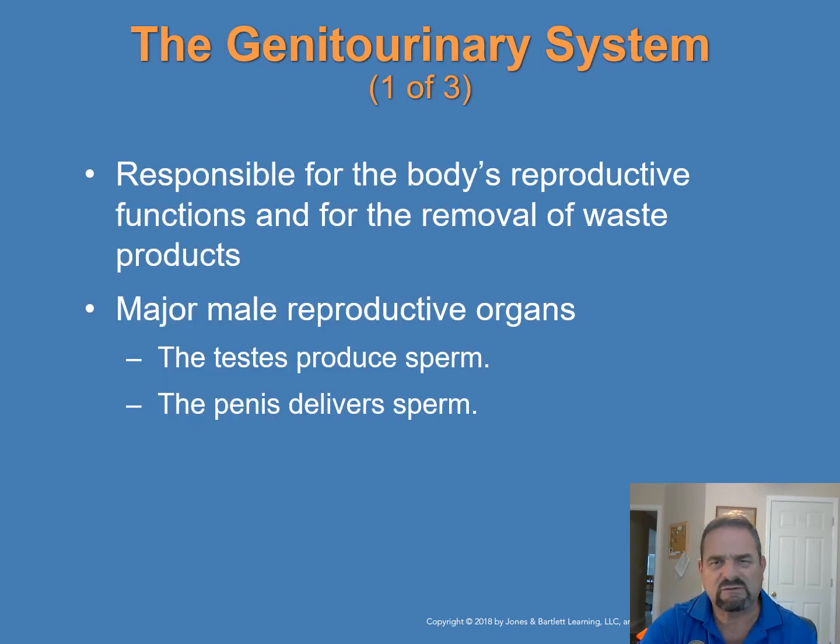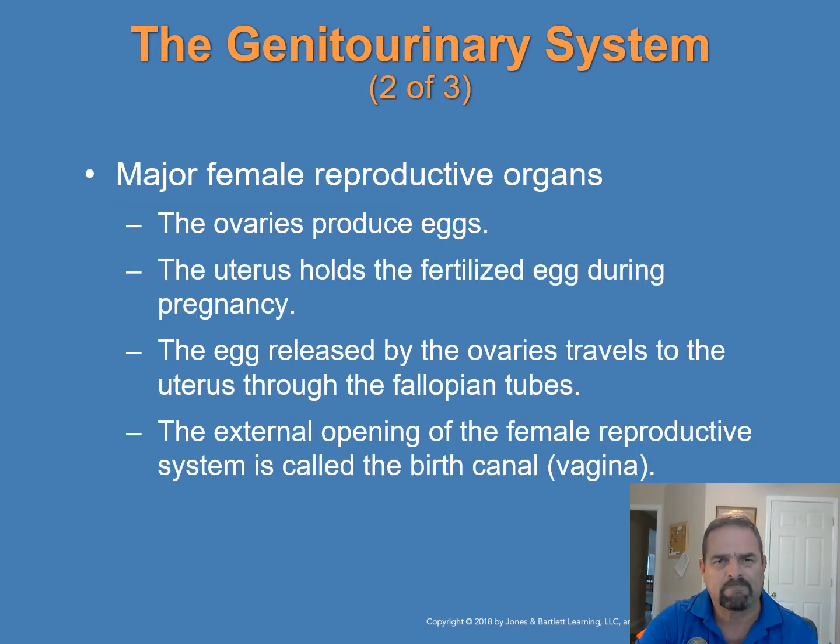All right, so the genitourinary system. This is responsible for the body's reproductive functions and also the removal of waste products. The major male reproductive organs are the testes, to produce sperm, and the penis, which delivers the sperm. The major female reproductive organs are the ovaries, which produce the eggs. The uterus holds the fertilized egg during pregnancy. The egg is released by the ovaries and travels to the uterus through the fallopian tubes.